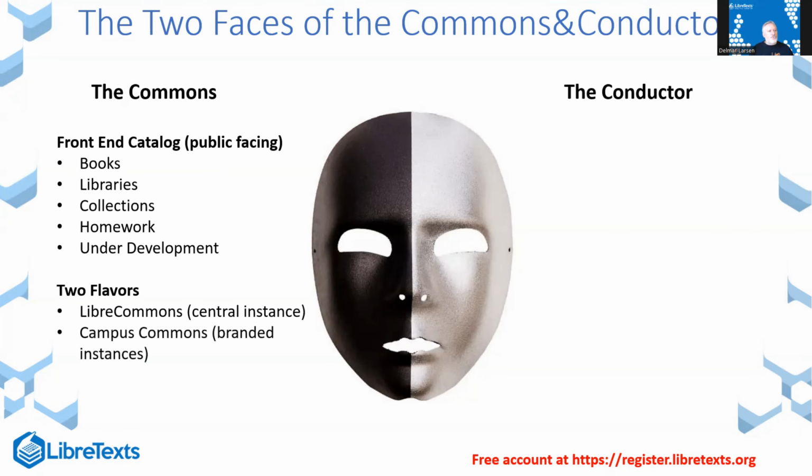We have a second flavor, so any member of our LibreNet gets a campus commons that's branded for their own specific instance so that their stakeholders can see the resources that are adopted on their campus. Those stakeholders may be students and maybe faculty, maybe administrators, and maybe external sponsors and such. The backend cataloging is a project management tool.